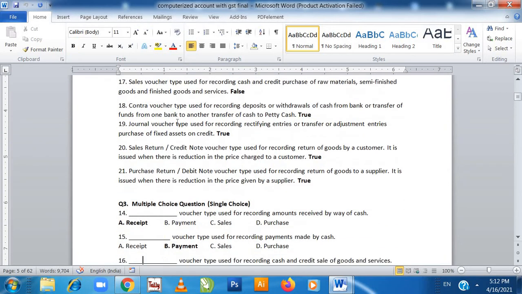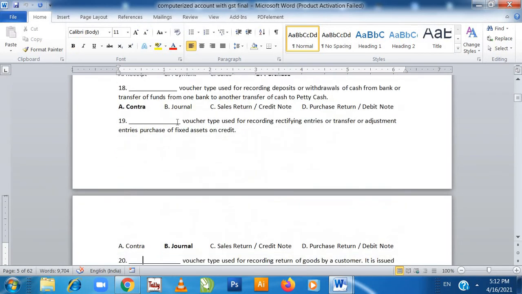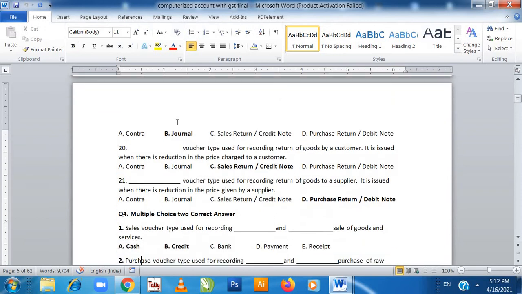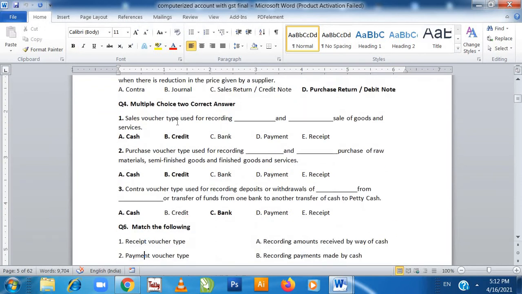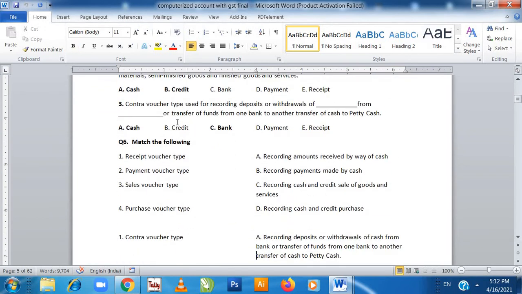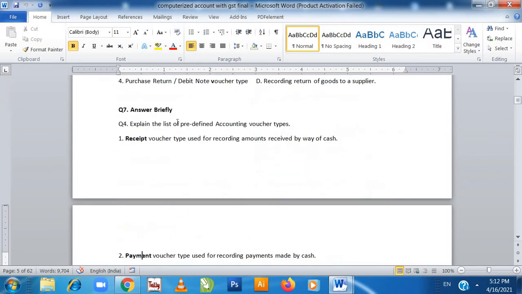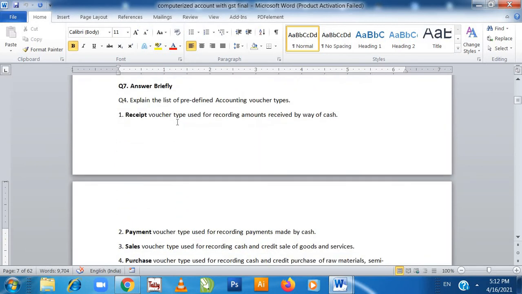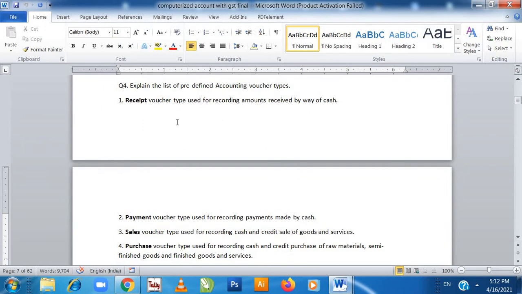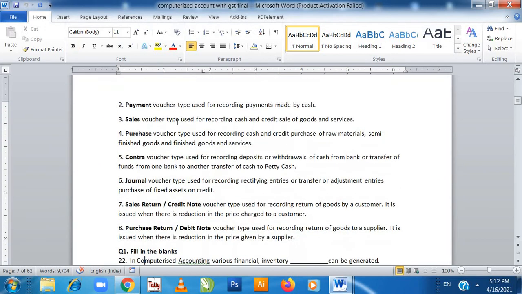Now based on the fill in the blanks, true or false is there. Then multiple choice question, single choice. Then multiple choice, 2 correct answers. Match the following, and answer briefly, that is, explain the list of predefined accounting voucher types that we have discussed right now.